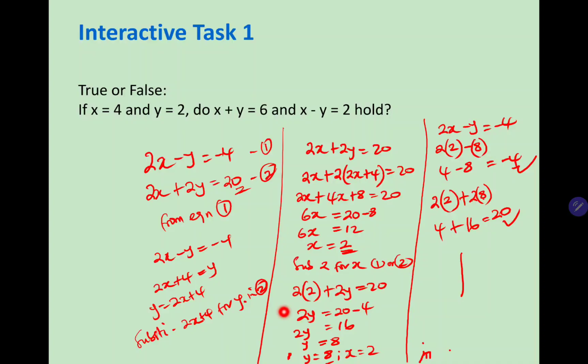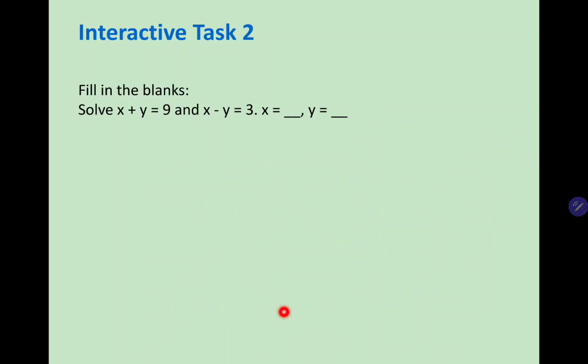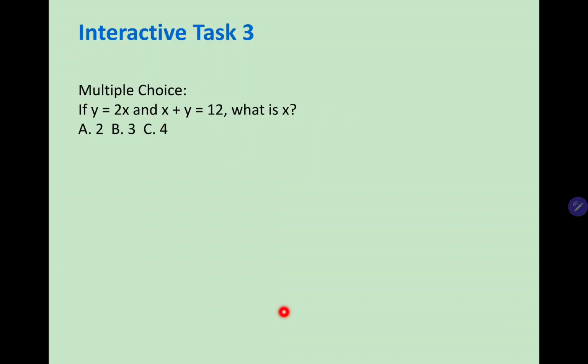Okay, so back to our interactive task. This is a true or false question. If x is equal to 4 and y is equal to 2, do x plus y equals 6 and x minus y equals 2 hold? Yes, no, true, false. Let me know. Fill in the blanks. Solve x plus y equal to 9 and x minus y equal to 3. So let me know what your values for x and y are.